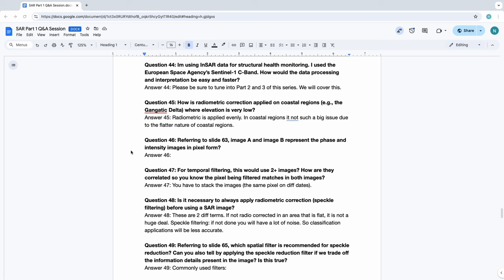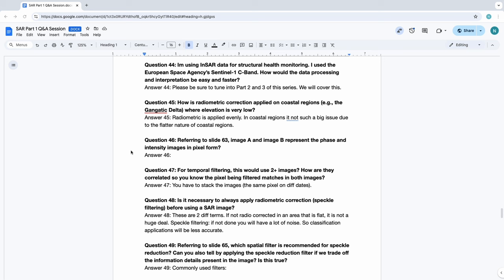Question 47, is it necessary to always apply radiometric correction, speckle filtering, before using a SAR image? So radiometric correction is different than speckle filtering. Usually you want your image to be geometrically and radiometrically terrain corrected. Now, if your image is not radiometrically corrected in, say, an area that's flat, I don't think it would be a huge deal. But is it always necessary to apply a speckle filter? It depends.